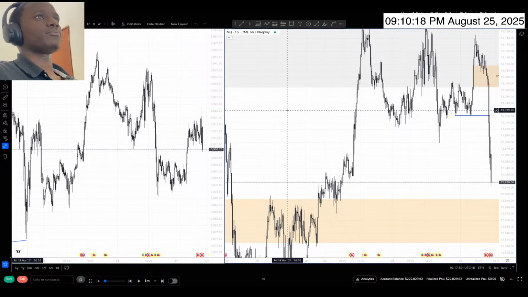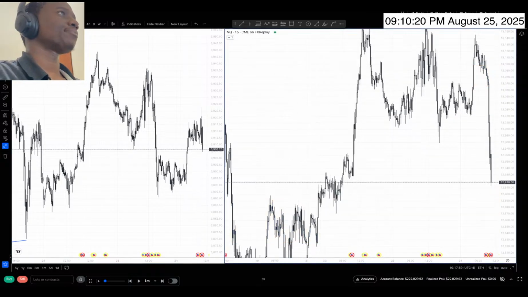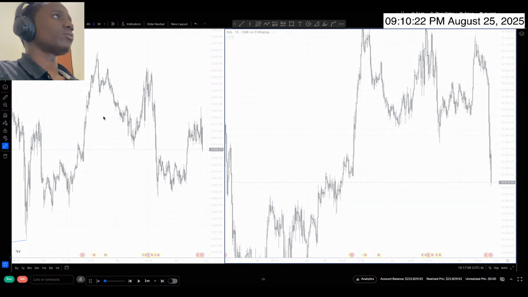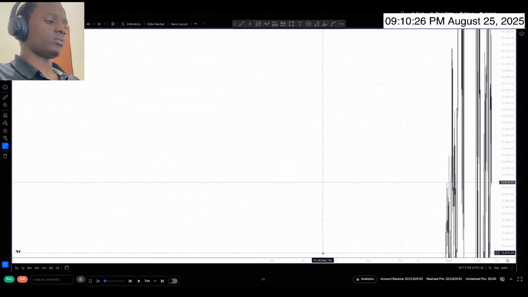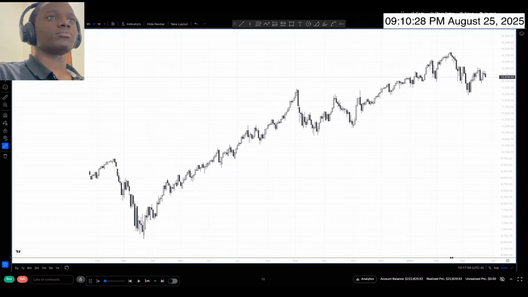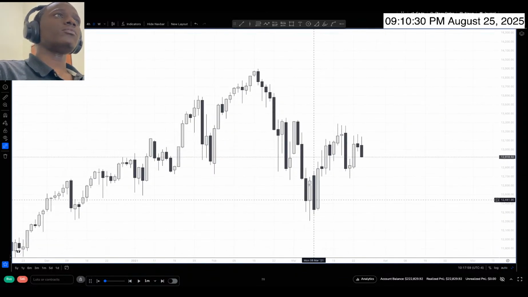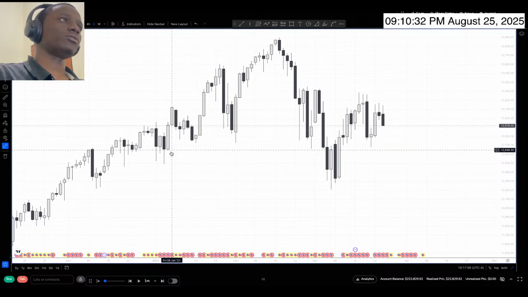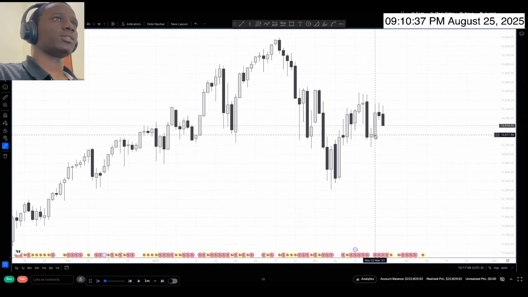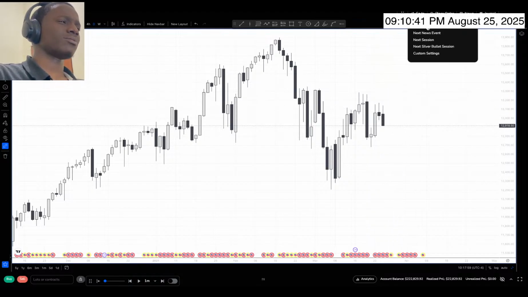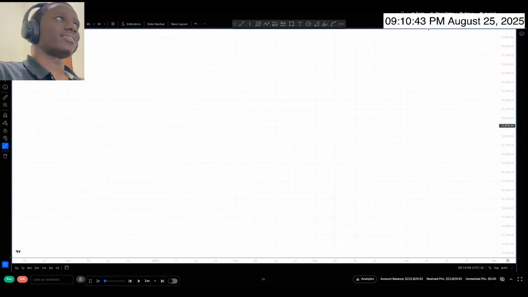Okay, so let's remove these drawings. Go to the daily. Now let's start with NQ. So NQ had shifted to a downtrend, but after taking out this low, you can see it's trying to push higher once again. Let's go to the next day.